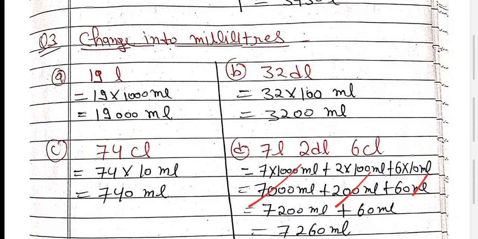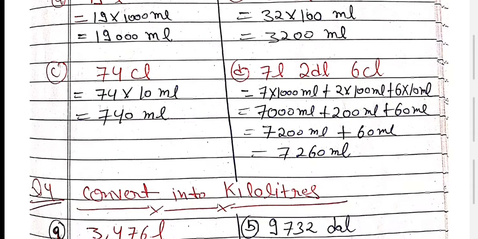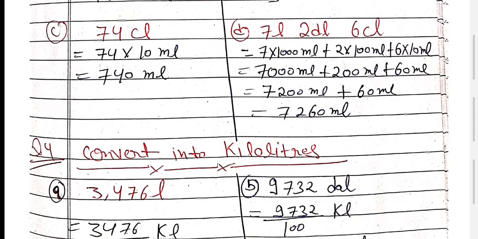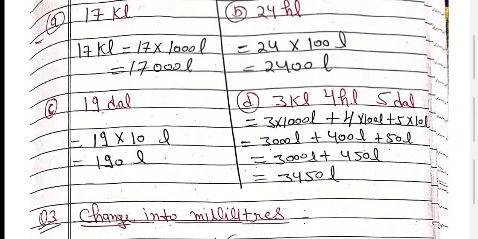7260. 7200 plus 60 means 7260 milliliter. A very easy question. Now come on, part four: convert into what? Kiloliter. So you have the question in liter.